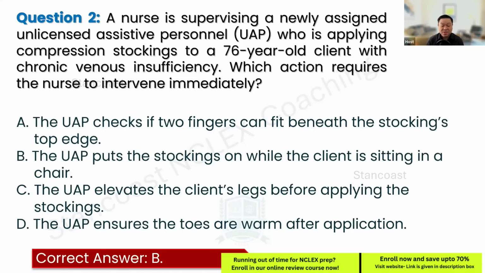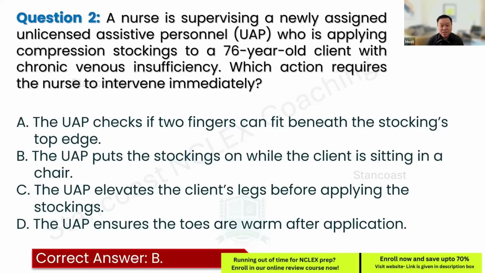The compression stockings should be applied when the client's legs are elevated, and this is to reduce blood pooling, because applying them while the patient is sitting in a chair can result in improper fit and also will be less effective. Now, if you selected letter A, that is incorrect in this question because this action can help confirm that the stockings aren't too tight. And letter C, elevating the legs, is the correct procedure for stocking application. And letter D, the warm toes indicate good circulation. And this also suggests that proper stocking application has been done.